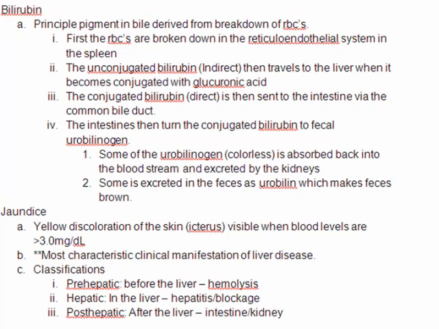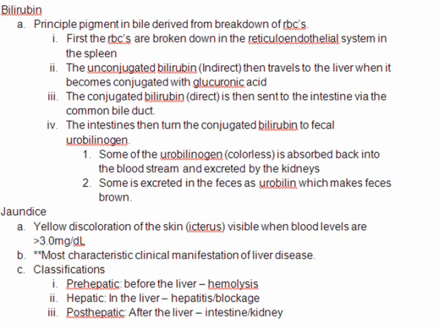Okay, going back to the jaundice a little bit. That yellow discoloration of the skin that happens with the buildup of indirect bilirubin is usually seen when the levels are above 3 milligrams per deciliter. That icterus can cause brain damage, and the jaundice is the most characteristic clinical manifestation of liver disease.